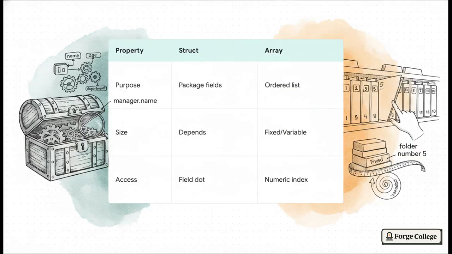Structs package related fields, and you access those fields using dot notation, like manager.name. Arrays, conversely, hold ordered collections, and you access them using numeric indices, like looking up folder number 5.